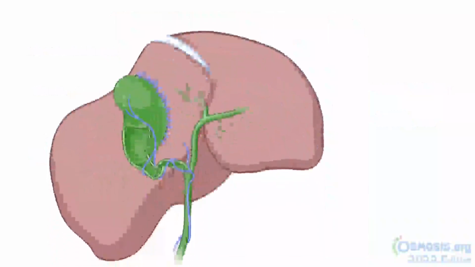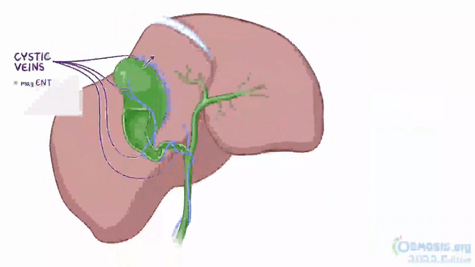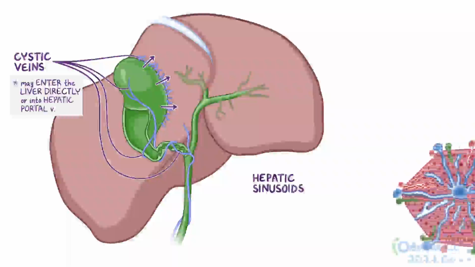Venous drainage from the neck of the gallbladder and the cystic duct is provided by cystic veins, which may enter the liver directly or empty into the hepatic portal vein. The veins draining the fundus and body of the gallbladder directly enter the visceral surface of the liver and empty into hepatic sinusoids.